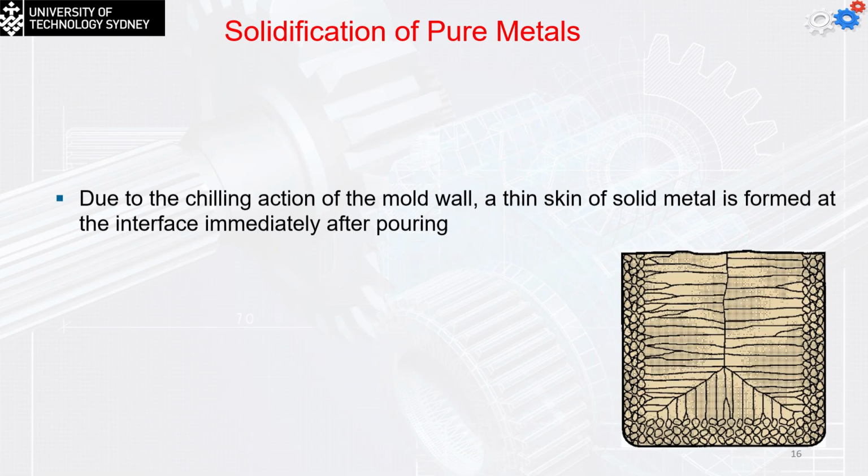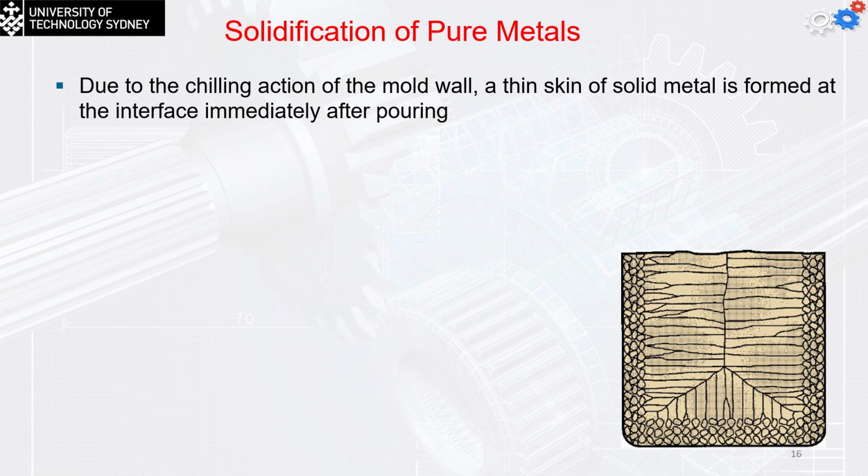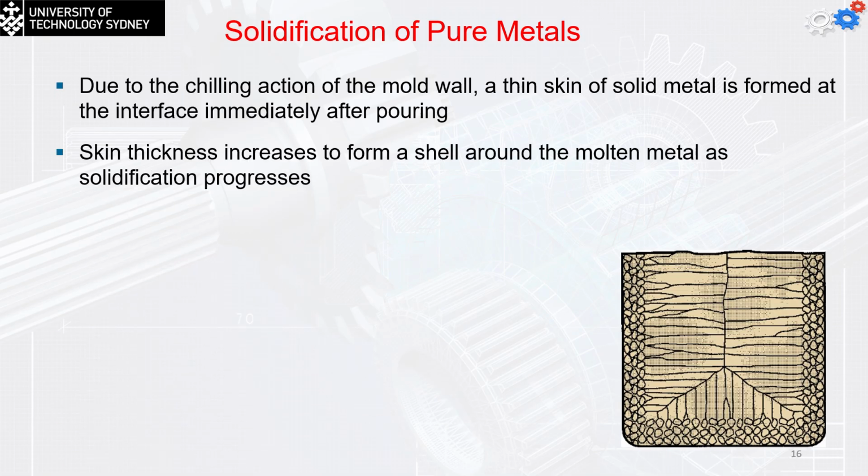In the case of the pure metal, due to the chilling action of the mold wall, because even if the mold wall is going to have a 100 degree temperature, remember that the minimum melting temperature, for example, is going to be 400 degrees. So the difference of 300 degrees or more is going to cause a chilling at the beginning. That's why a thin skin of solid metal is going to be formed at the interface immediately after the pouring of the molten metal in the mold. The skin thickness is going to increase to form a shell around the molten metal as solidification progresses.